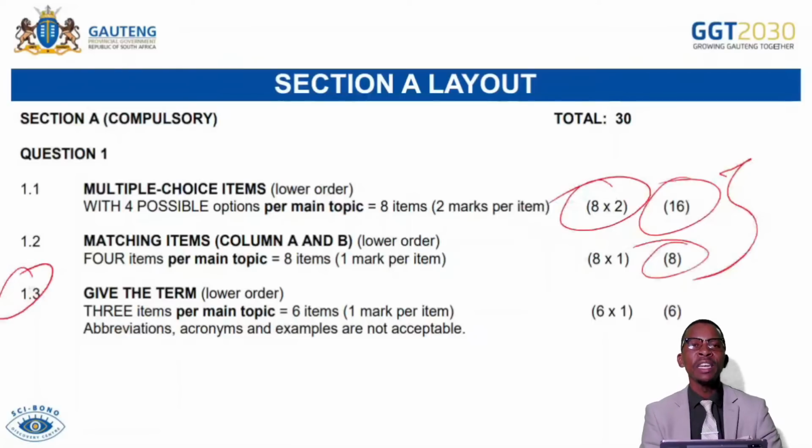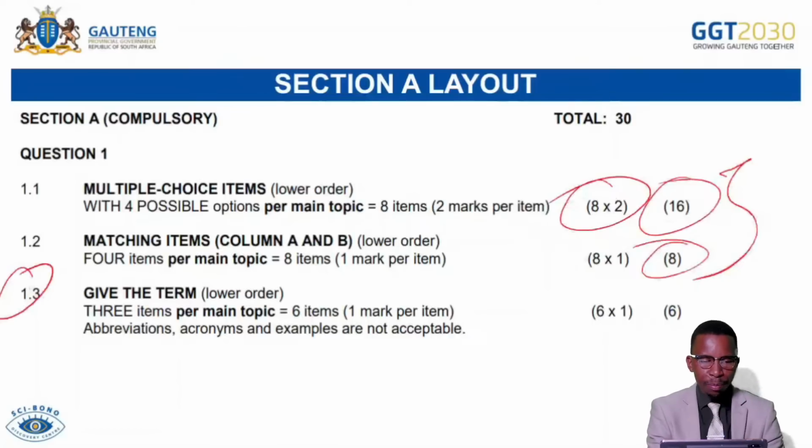In 1.3, you give the term. You are given the definition or description. You simply provide the term that is related to that particular description or definition given to you. It's also a lower order. So 3 items per main topic, 6 items, and then 1 mark per item.